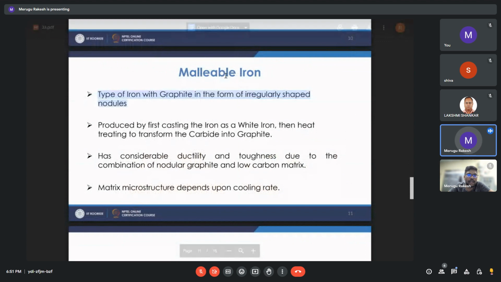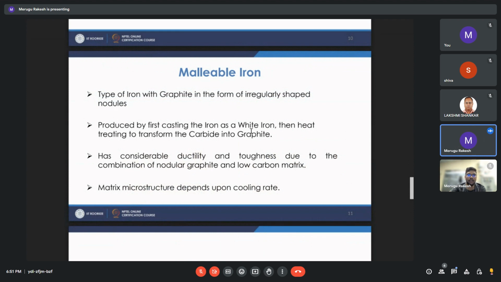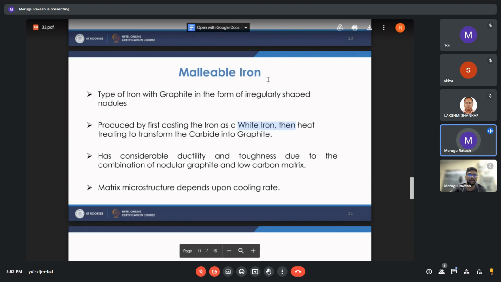Basically, malleable iron comes from white cast iron. White cast iron has unwanted properties, and it has very little graphite because of the low silicon percentage and carbon. If you remember the first diagram, you have less silicon as well as less carbon. So the graphite presence is less. That is why we heat treat this white cast iron in order to get malleable iron. I will show you in the next slide how the heat treatment process looks.